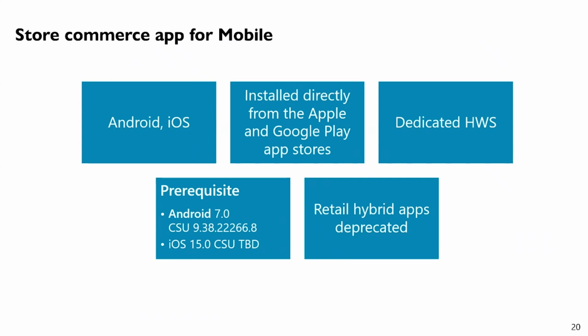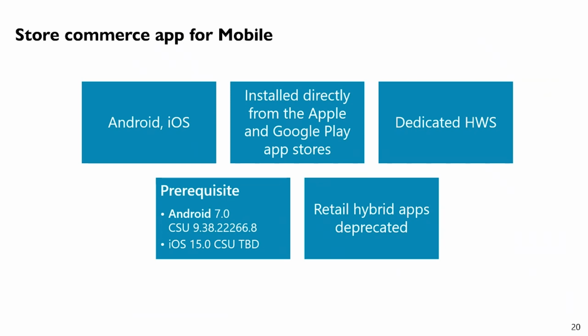Store Commerce mobile apps deliver all the capabilities and advantages of the Store Commerce app for Windows on phone and tablets. The Store Commerce mobile app can be installed directly, as I discussed earlier, from the Apple and Google app stores. In addition, the Store Commerce for iOS includes support for a dedicated hardware station, so that iOS devices can communicate with the network, payment terminals, receipt printers, and cash drawers without requiring the deployment of a shared hardware station.